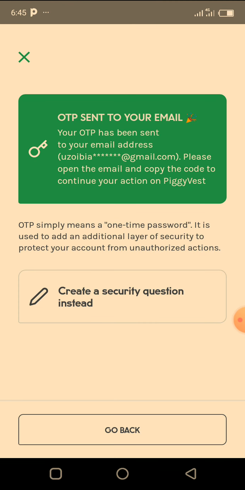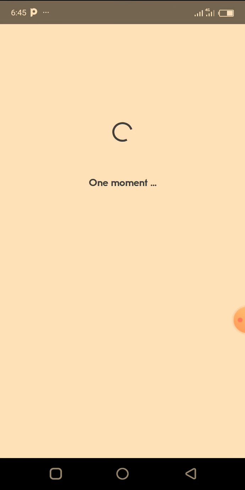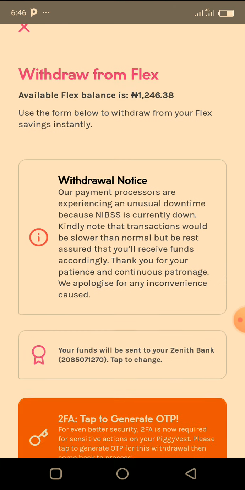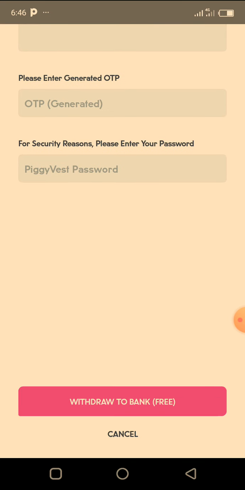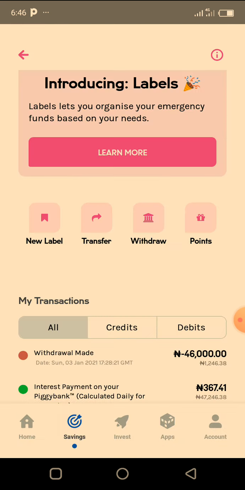So it's an OTP sent to my email, so I have to go to my email, copy the OTP, and come back to this place. You understand? If I've done that, you can now choose where you want to withdraw to. Withdraw to bank for free, so I can send it to my bank for free. So that is it for the withdrawal.